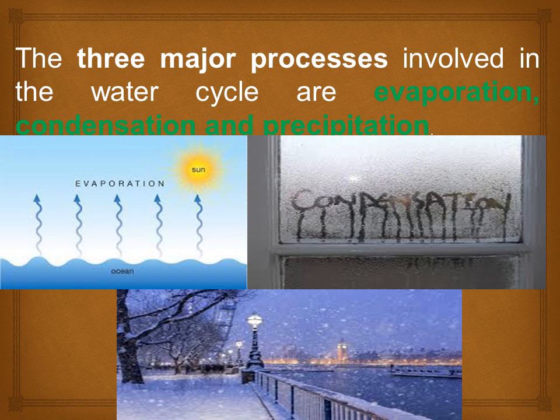So this is a water cycle. It is cycling: evaporation, condensation, precipitation. Then again evaporation, condensation, precipitation. This is called the hydrological cycle. Got it?